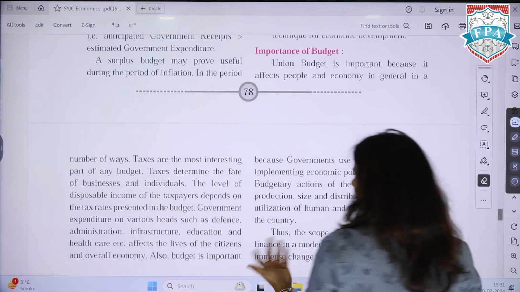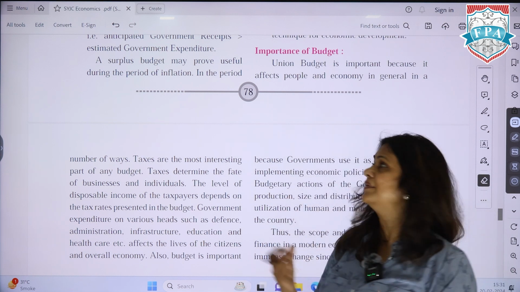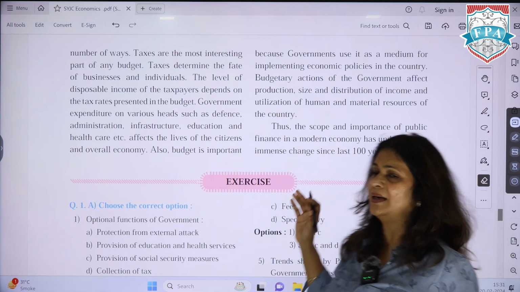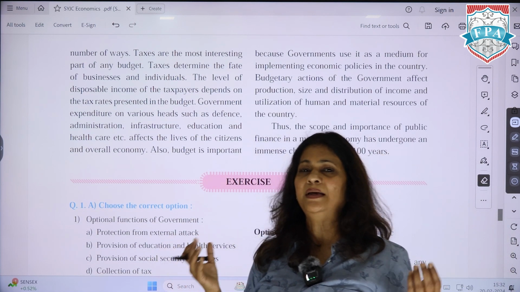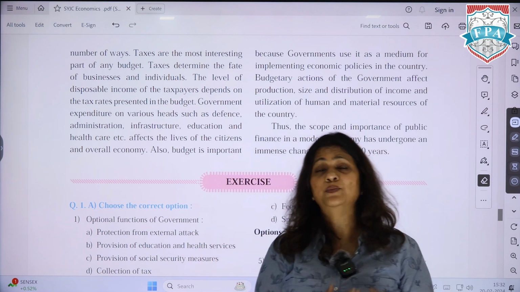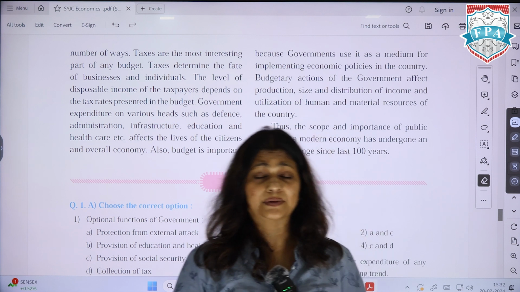And of course, budgeting is of big importance in everyday life also. So it affects everybody in the economy. कितना हमको tax collect करना है, किस तरीके से economy को boost करना है. So making a budget is definitely very very important.